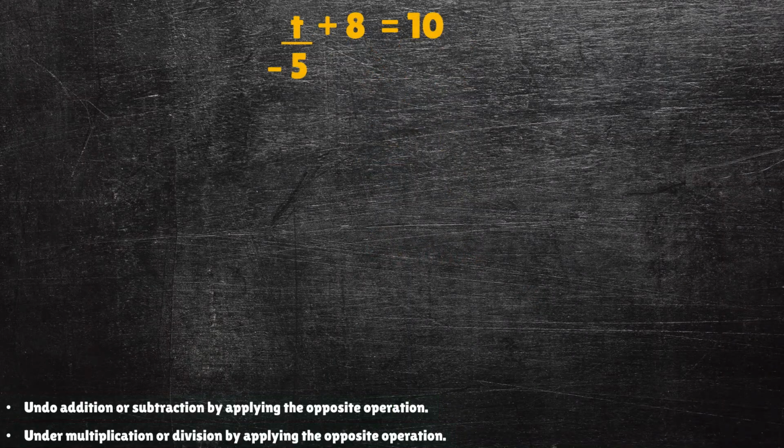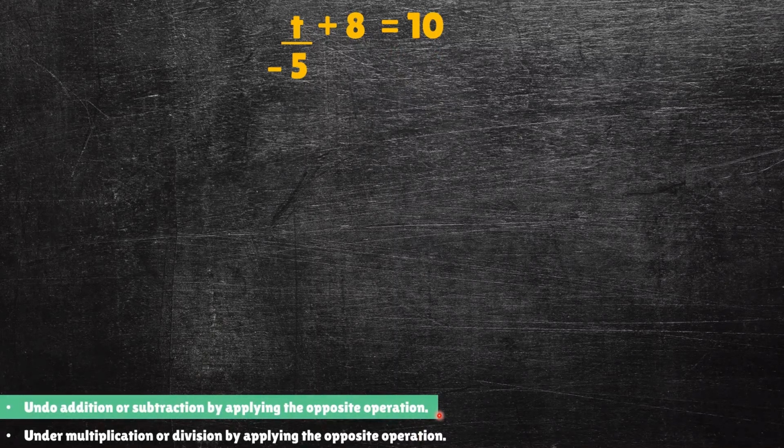Example number 2. t over negative 5 plus 8 is equal to 10. Step 1. Undo addition or subtraction by applying the opposite operation. In this one, we can see that we have a plus 8, and the opposite of a plus 8 is a minus 8. We're going to do that to both sides of the equal sign.